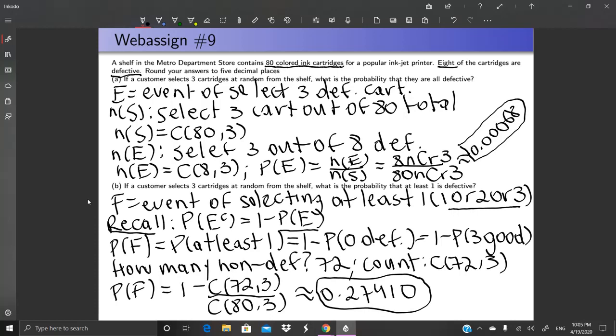So it definitely increases the probability, right? You went from having a very small probability of choosing all 3 defective to now, at least one, you have about a 27% probability of choosing at least one that's defective.